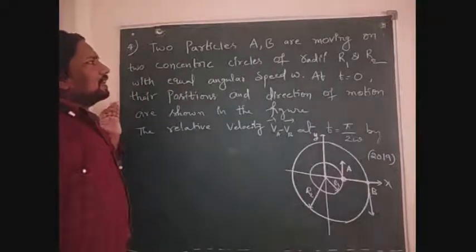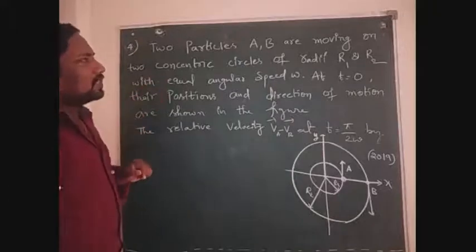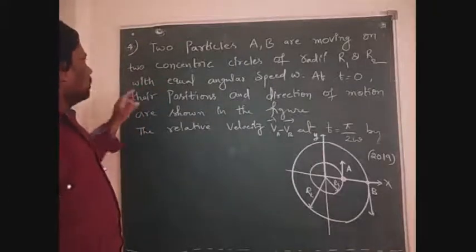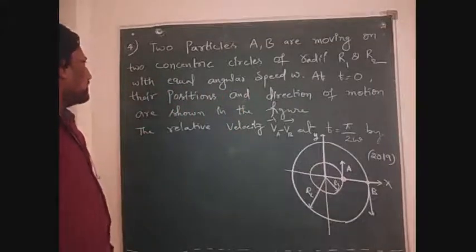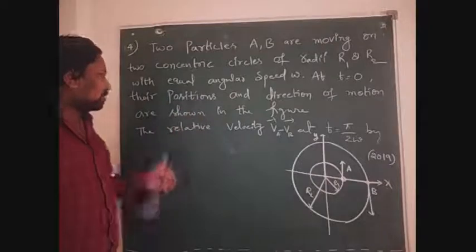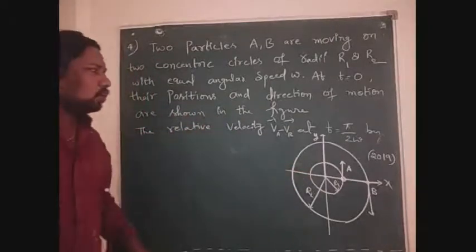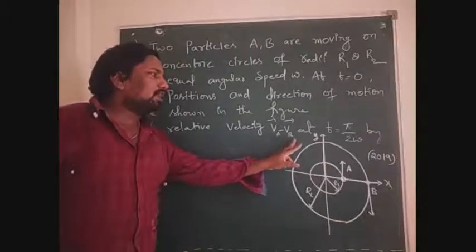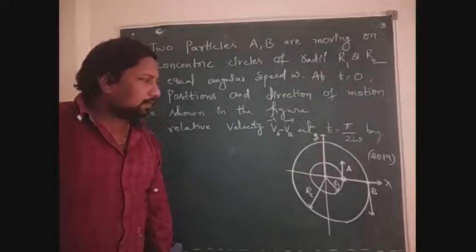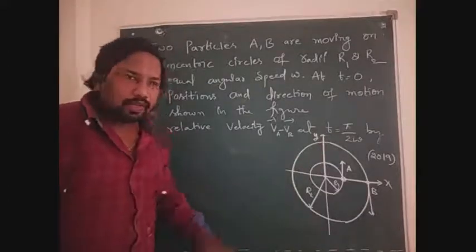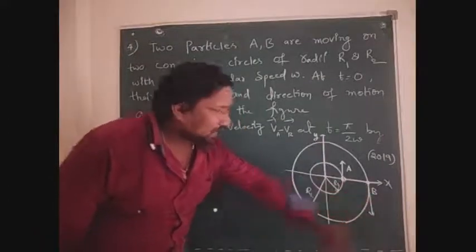Now problem number 4. Two particles A and B are moving on two concentric circles of radii R1 and R2 with equal angular speeds omega. At t equal to 0 second, their positions and directions of motion are shown in the figure. So here the relative velocity VA bar minus VB bar at t equal to 5 by 2 omega. We can find out the relative velocity. This is the particle A, this is the particle B.